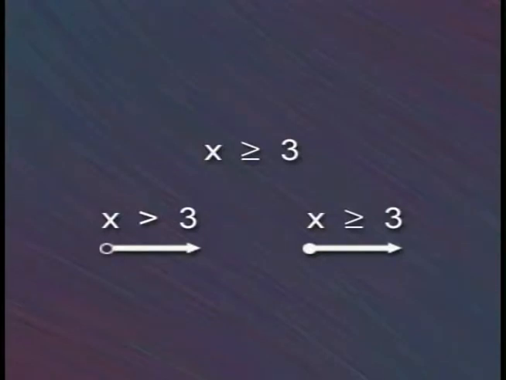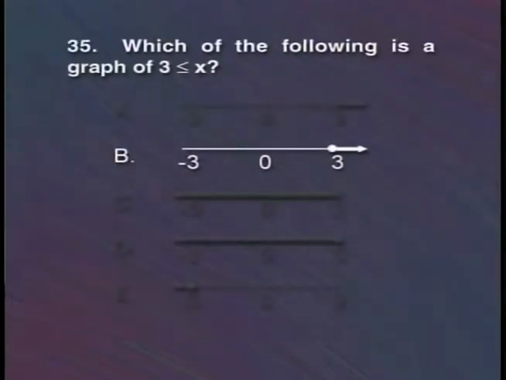What's the difference between these two options? The open circle on a line graph indicates that that value is not included. Thus, option A is the graph of the expression x is greater than 3. The closed circle indicates that the value is included. In this problem, answer B is the correct graph of x is greater than or equal to 3.